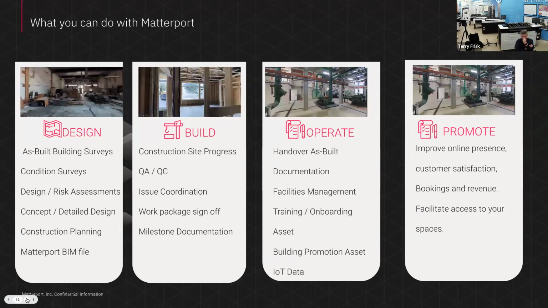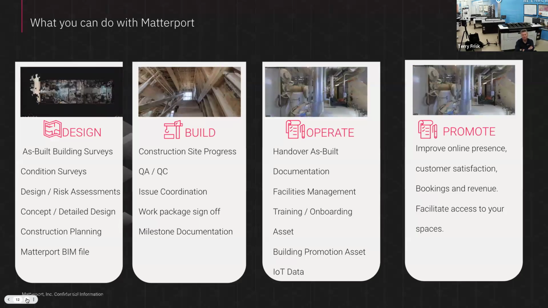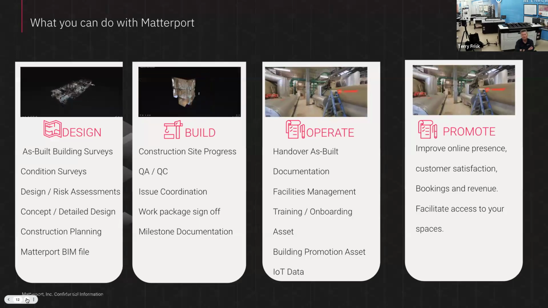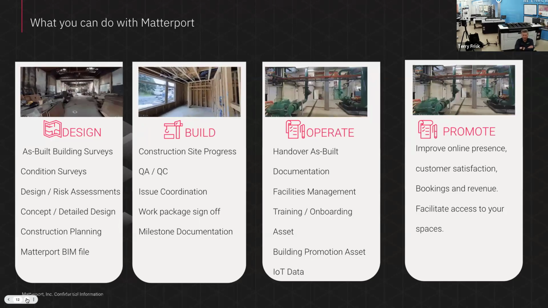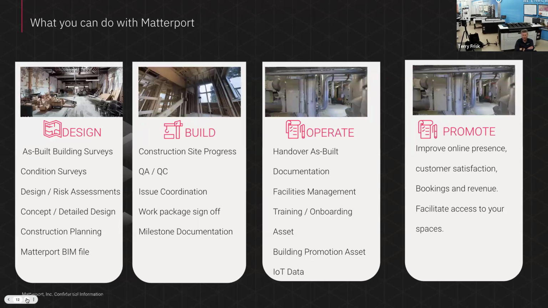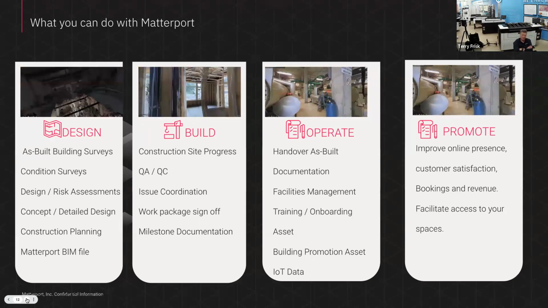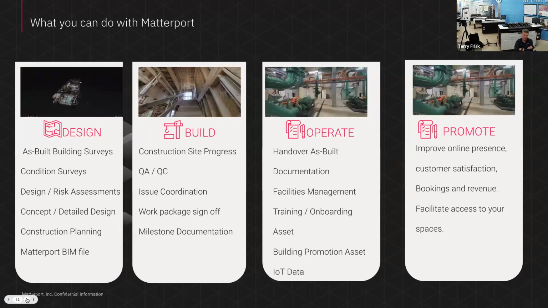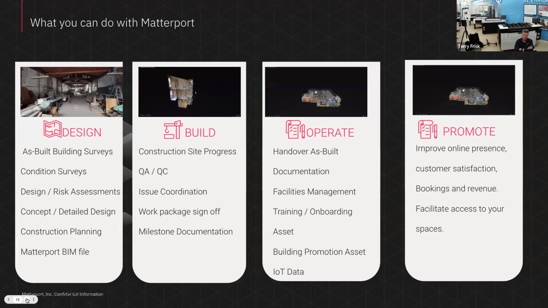As you could see, Matterport can be used in a lot of different industries for a lot of different purposes. So when we're talking about designing a building or refurbishing a building and seeing the state of it, we're going to be able to create a condition survey. We're going to be able to do risk assessment. We're going to be able to extract all the information of the existing building into a third-party design software in order to start the design process. We also have access to Matterport BIM file, which I'm going to talk to you about in a minute.